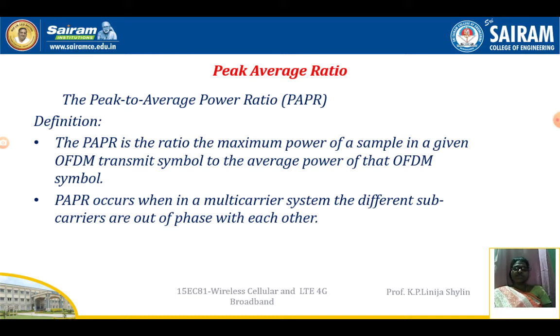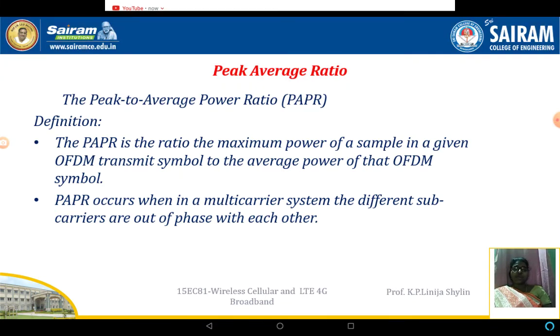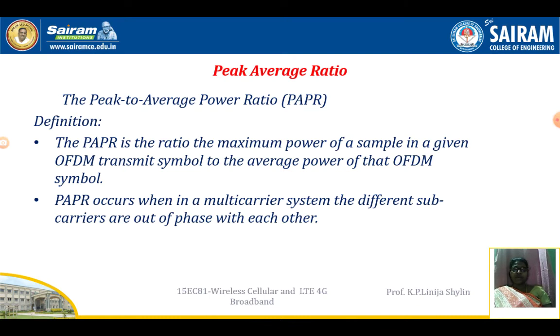So this peak average power ratio occurs in the multi-carrier system. We know that we are dividing the wide frequency band into L levels of narrow frequency bands. So whenever the different subcarriers are out of phase with each other, this peak average power ratio will occur.